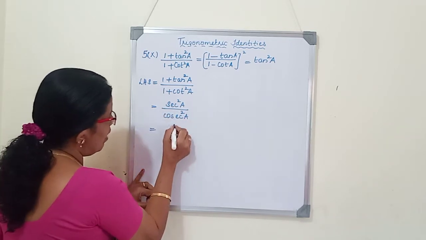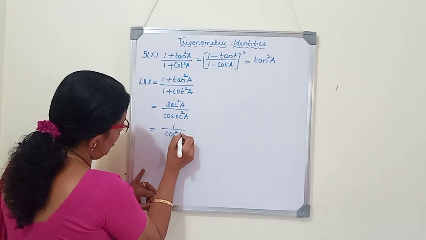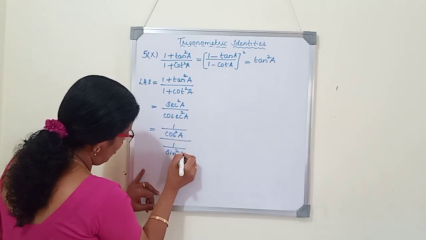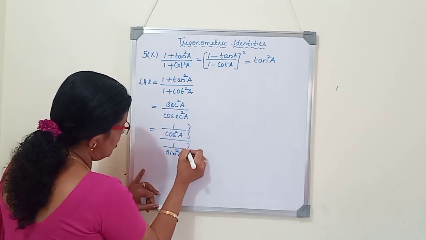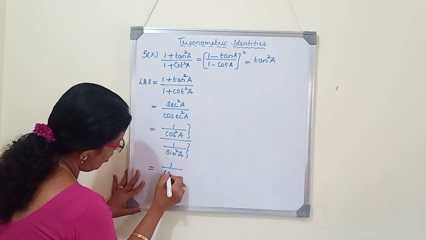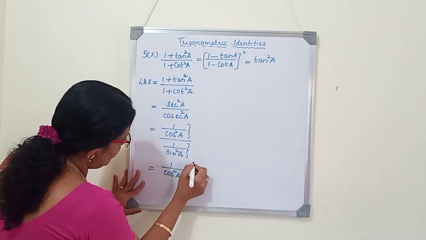Now sec square A can be written as 1 by cos square A and cosec square A can be written as 1 by sin square A. So this is the numerator and this is the denominator. We will take the reciprocal. 1 by cos square A into sin square A by 1.